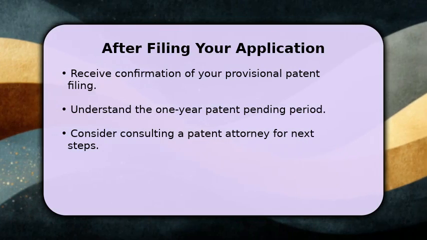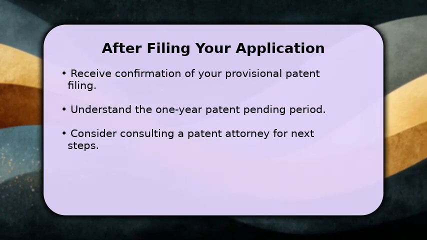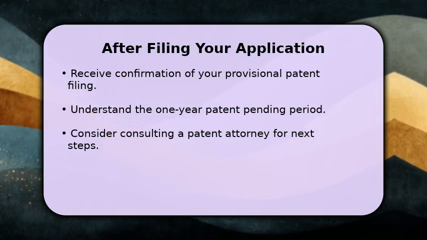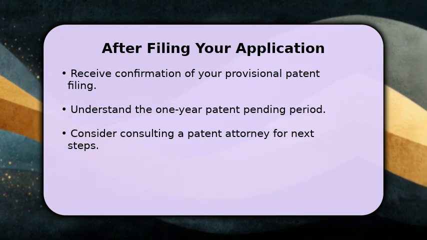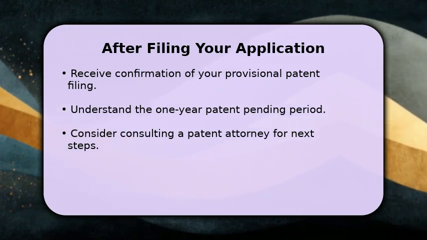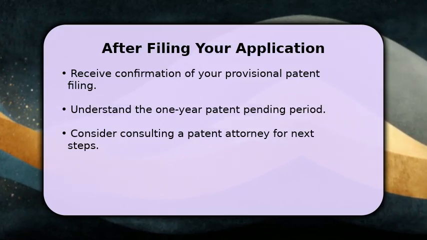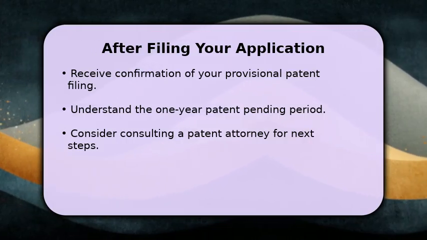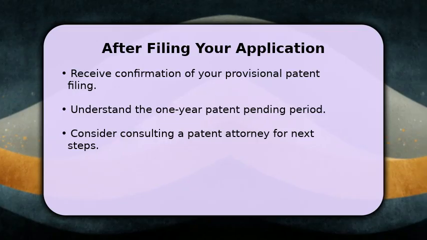After filing, you'll receive confirmation, and your invention will officially hold patent pending status. This status lasts for 1 year from your filing date. During this 12-month period, you can further develop your invention or seek investors. It's important to remember that you must file a corresponding non-provisional patent application within this 1-year window to benefit from your provisional filing date. Consulting a patent attorney is highly recommended for guidance on your next steps.